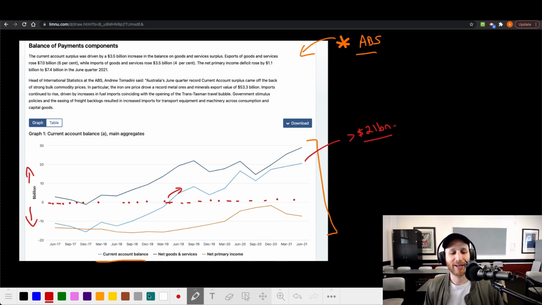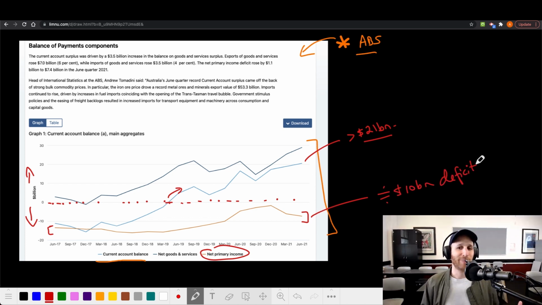The first thing to think about is this orange line, net primary income. Can you see that that is still in deficit? Yes, it has become a little bit smaller, but it's still around about. So if we're thinking about why the current account has improved and become a surplus, well, net income has shrunk, which has helped, but it's still pretty large. You can see here it was around 12, and here it's sort of around 8-ish, still a pretty big deficit.